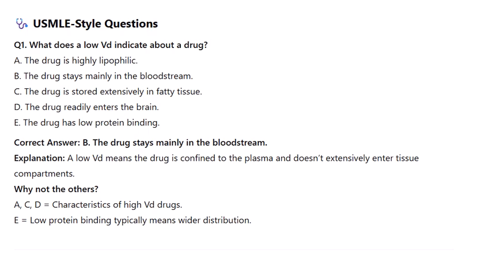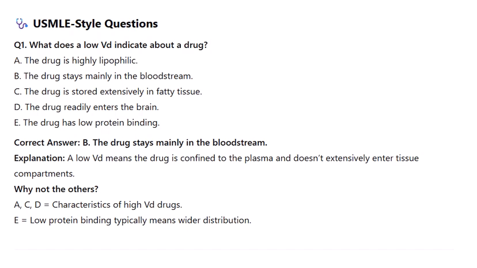Correct answer: B. The drug stays mainly in the bloodstream. Explanation: a low VD means the drug is confined to the plasma and doesn't extensively enter tissue compartments. Why not the others? A, C, and D are characteristics of high VD drugs. E, low protein binding, typically means wider distribution.